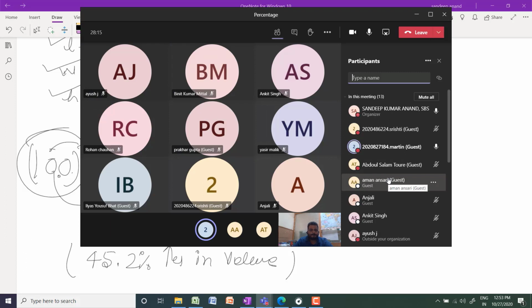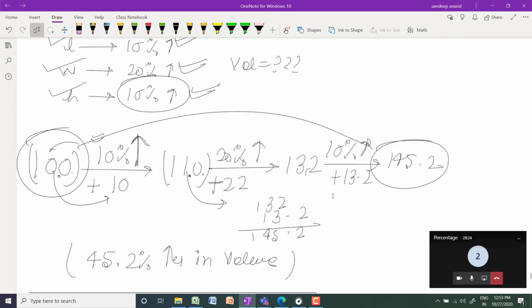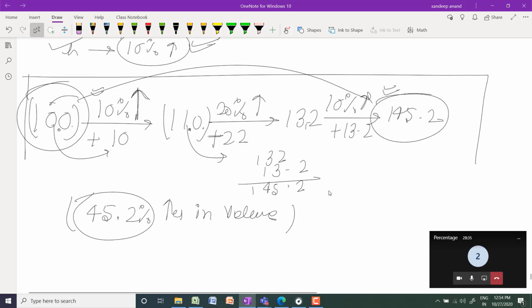Just the 45.2%. Which one? The final volume, 45.2%. How did you get it? How did I get it? Okay, this 45.2 or the whole process? Just the 45.2. Okay, I know the whole.